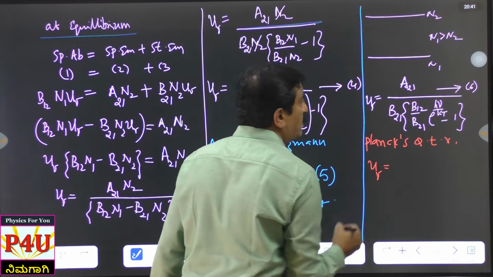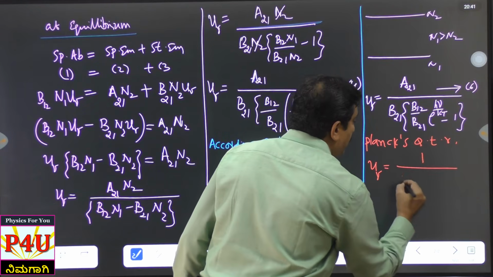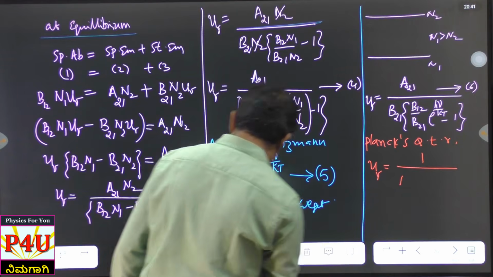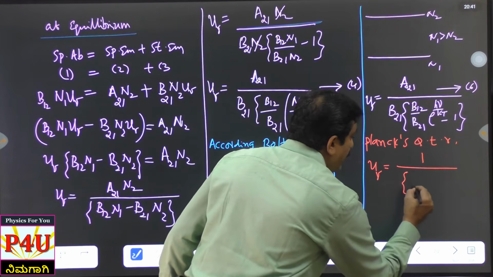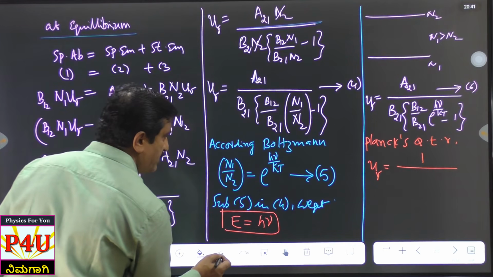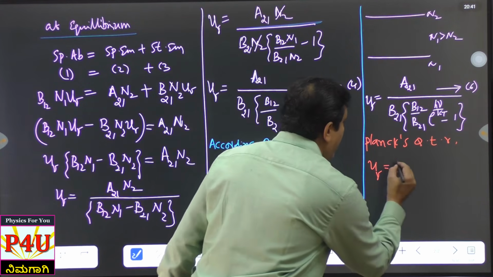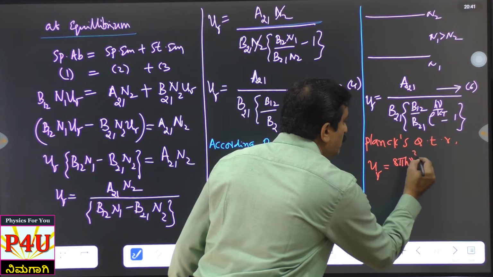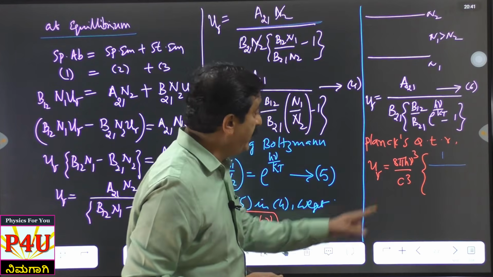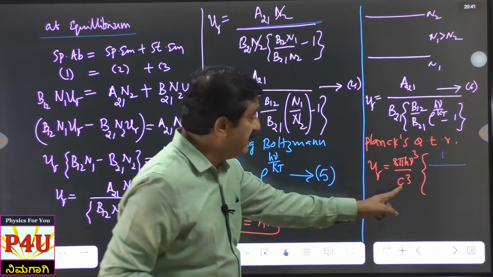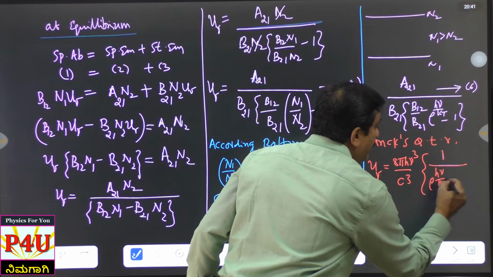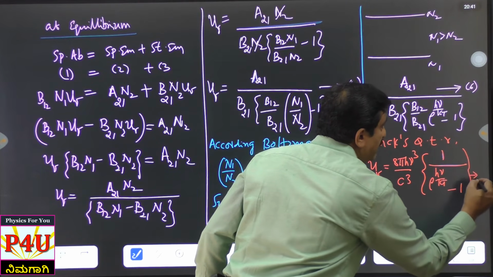U gamma is equal to, sorry, I am making a mistake. It is 8 pi h nu cube divided by c cube into 1 divided by e to the power of h nu divided by kt minus 1. Follow carefully, h is Planck's constant, nu is frequency, c is speed of light. This is equation number 7.